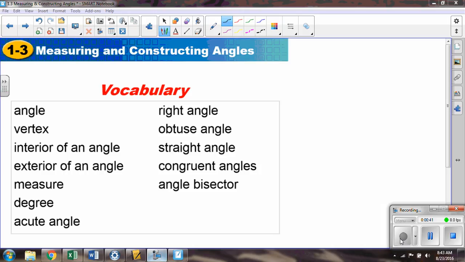And here is the vocabulary that we will use. Once again, take a look at them and see if there is something that you don't know what it is already. Not expecting you to have them written down, but just check to see if there's something you don't already know.